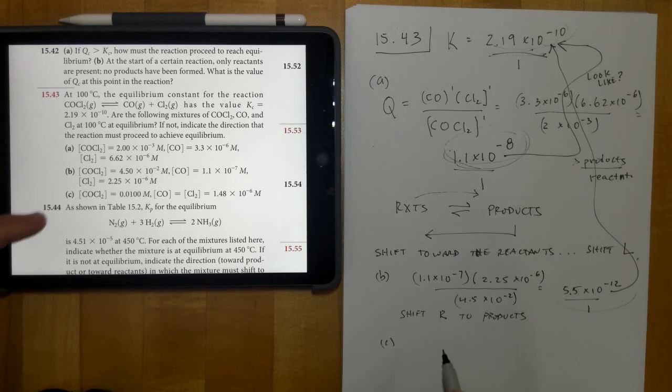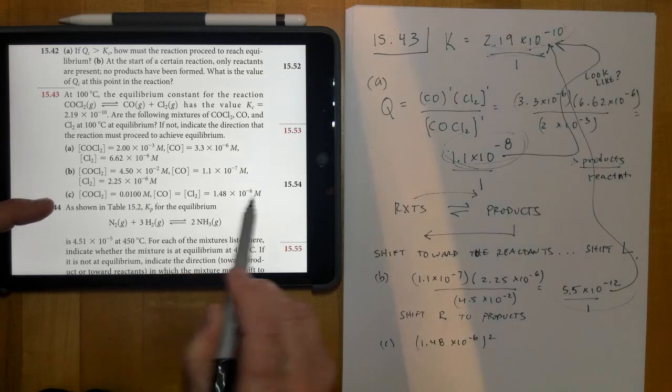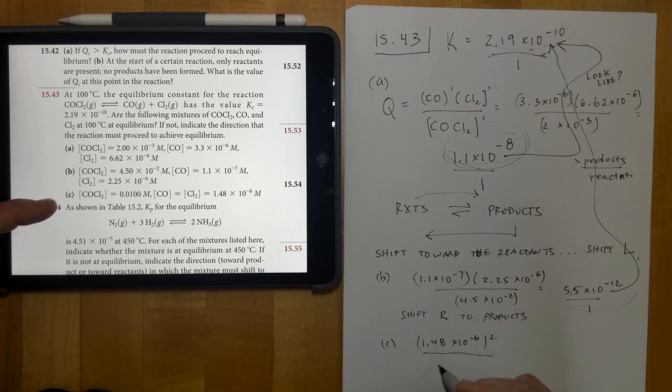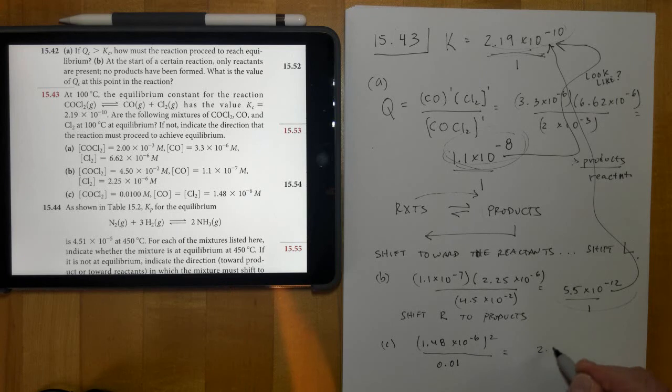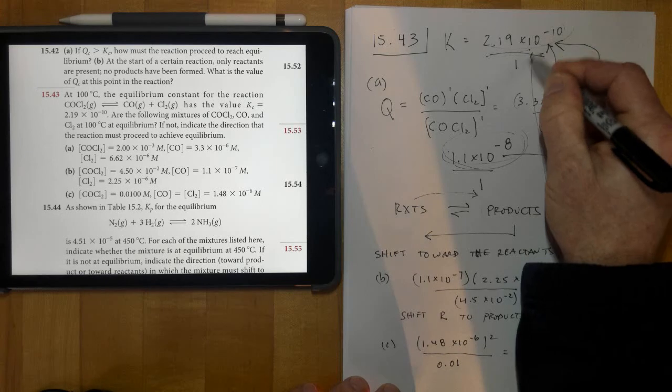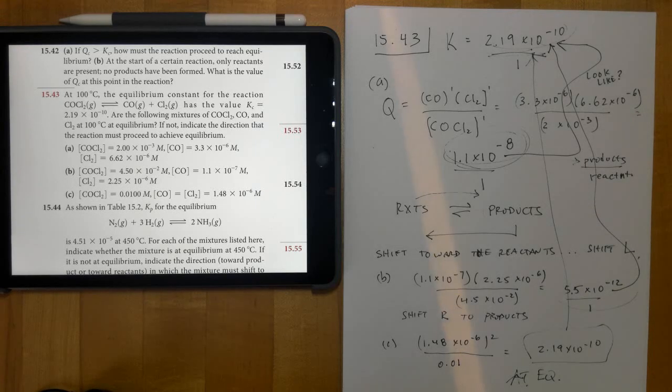Lastly, in letter C, we'll put these numbers in, and so then on the top we'd have 1.48 times 10 to the negative 6th times itself, because it says both of them are equal to each other, and then divided by the reactant, which is 0.01, and when we punch those into our calculator, we get 2.19 times 10 to the negative 10th. This is now equal to this, and so we are at equilibrium. And so there will be no shifting. It will just remain the same reactants and products.